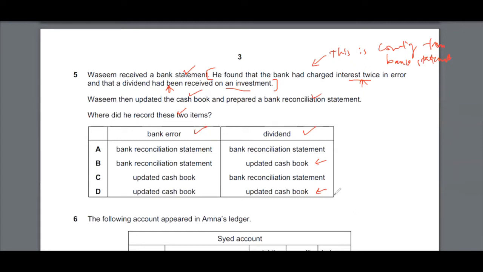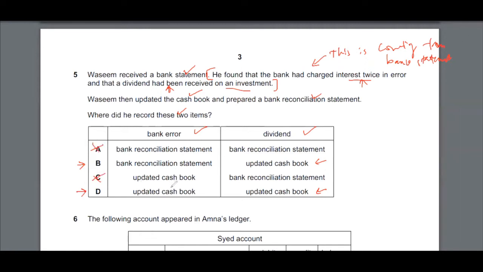So that's what it's saying, right? I hope you're getting my point here. The information is in the bank statement, not in the cash book, for dividend. So it's either going to be option B or option D. It's not going to be option A or option C.